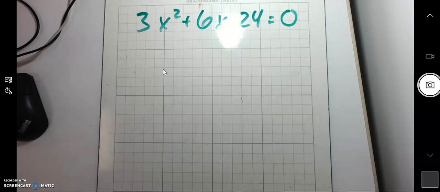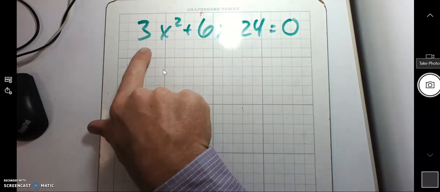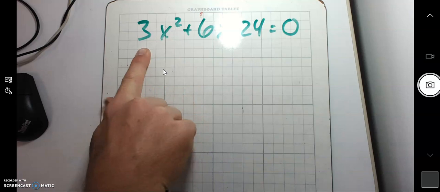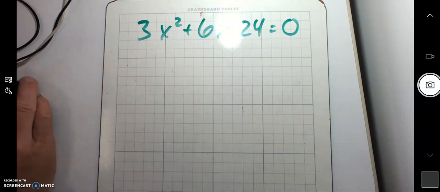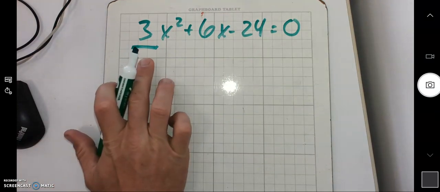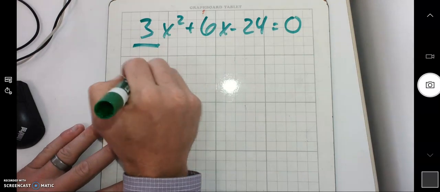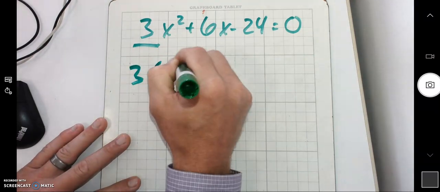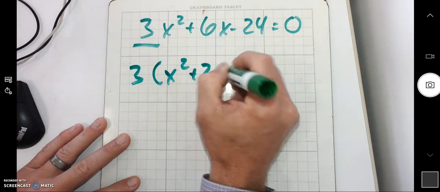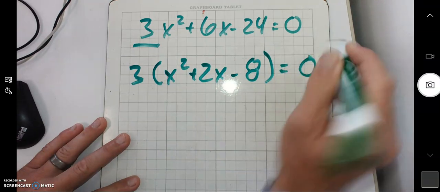So right away, I recognize that my A, which is 3, is not 1. When it's not 1, you want to see if you can factor out a number. So I'm always going to see if I can factor out 3 to get this number down to 1. And 3, 6, and 24 can all be factored out by 3. So we pull a 3 out. X squared, 3 times what is 6? That's 2x. 3 times negative 8 is 24.